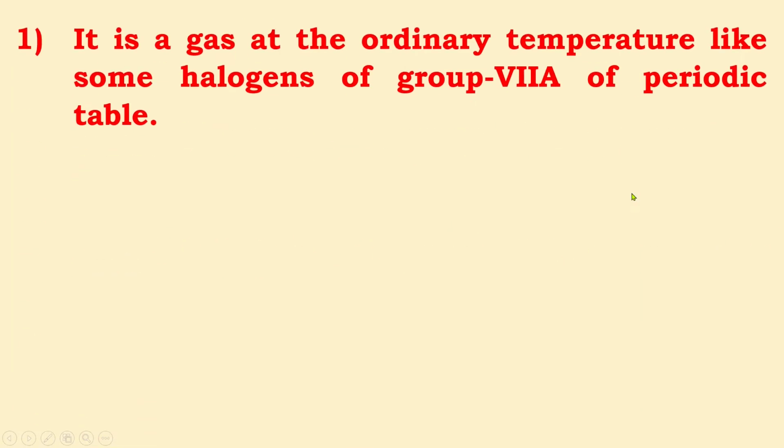This is an argument. And that's why one point, what can we say? It is a gas at the ordinary temperature like some halogens of group 7A of the periodic table. That's why it should be placed in group 7A.